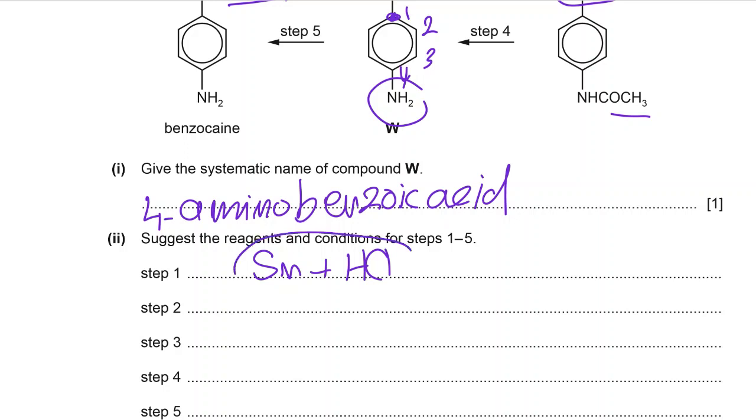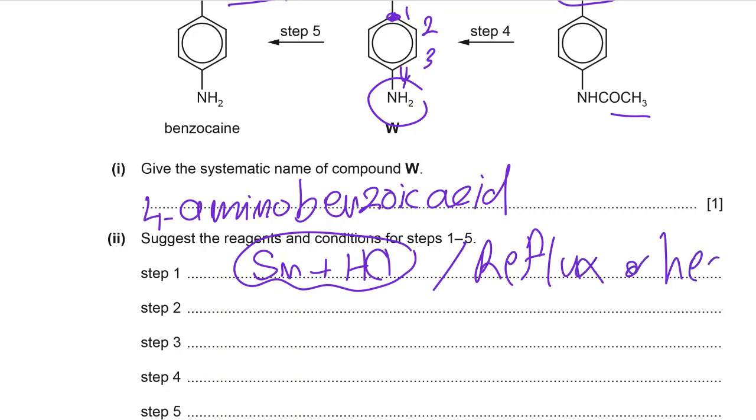Both of them we have to use together, and you need to do reflux, or you can say heat, to form the amino group. This one is a reducing agent.